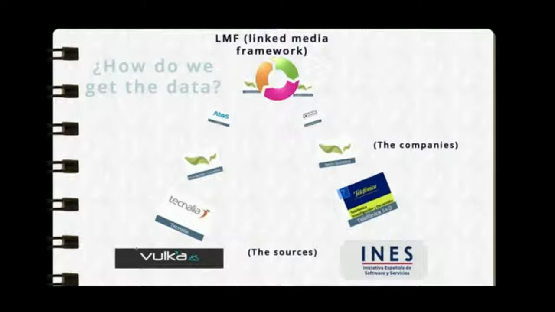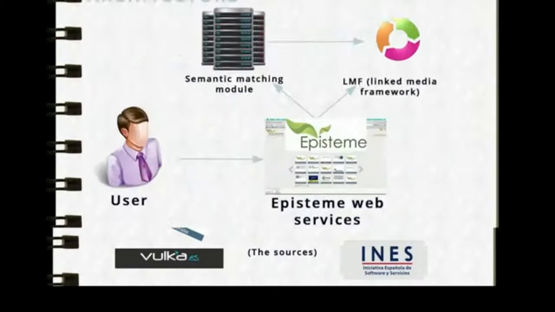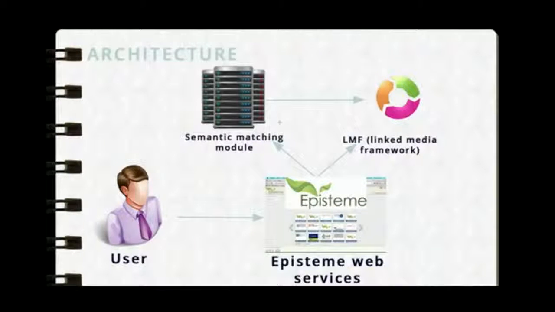And the way we have gotten these companies is by scraping and putting them inside an ontology. We have taken an ontology called Echoes. It is an ontology made for enterprises. And after the scraping, they are all inside the Linked Media Framework. That is our database, and we ask this database.